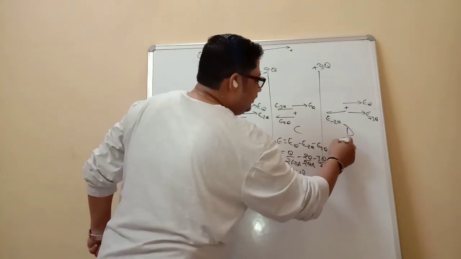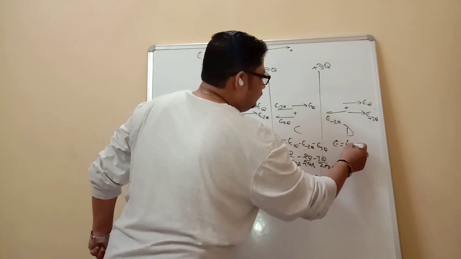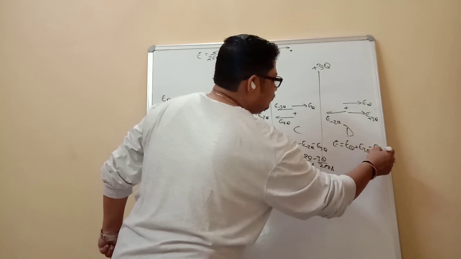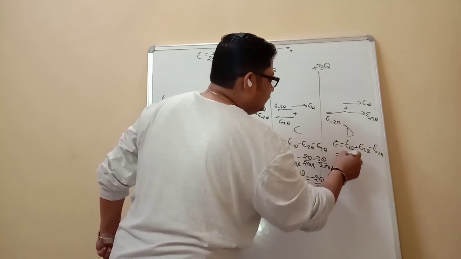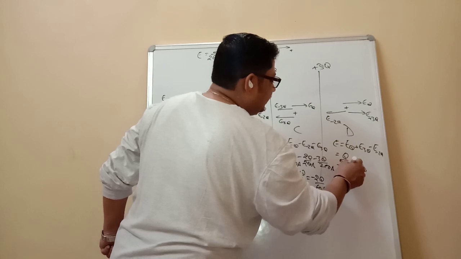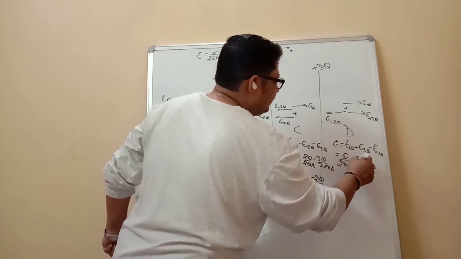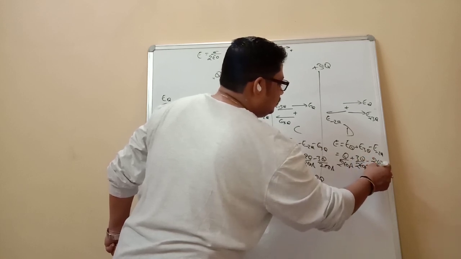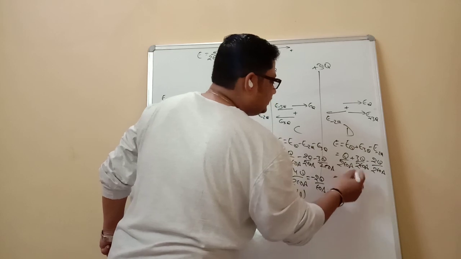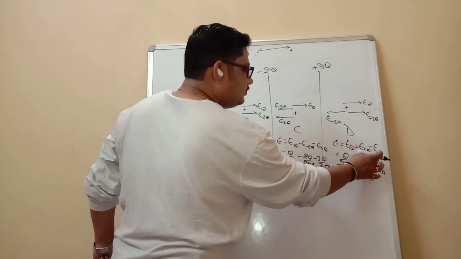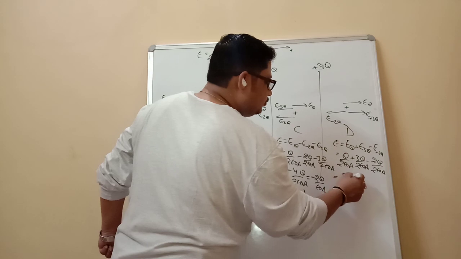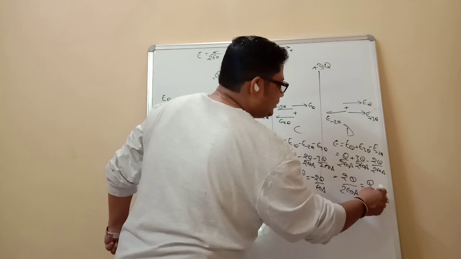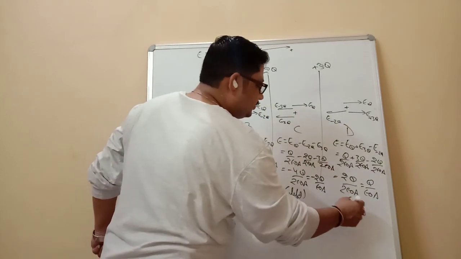So again the net electric field will be EQ plus E3q minus E minus 2q. If you put in the values, this will be q upon 2 epsilon naught A, plus 3q upon 2 epsilon naught A, minus 2q upon 2 epsilon naught A. Now the net value is q plus 3q, 4q, minus 2q, that will be equal to 2q upon 2 epsilon naught A, that is equal to q upon epsilon naught A. Now this is positive, so the direction will be rightward.